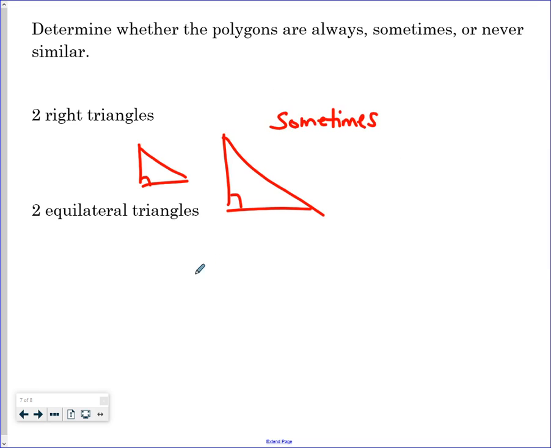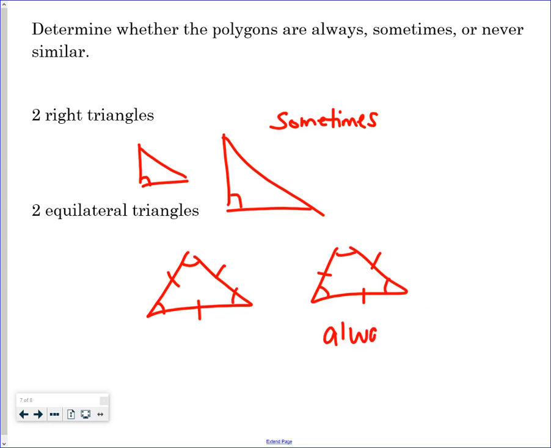Okay? Two equilateral triangles. What's it mean to be an equilateral triangle? All the sides are equal, right? Which means all the angles are equal. What are all those angles, by the way? 60, right? What do you think? Always. It's always. Let's start with the angles again. Obviously, the angles are fine. Check, right? With the sides, because they're the same, that scale factor is always going to work out fine. It's always going to be okay because they're the same.